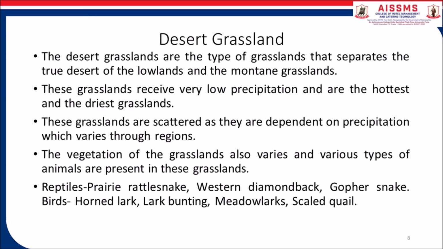Various types of animals are present in this grassland. For example, reptiles like prairie rattlesnake, western diamondback, gopher snake are present here. Birds like horned lark, lark bunting, meadowlarks, scaled quail are present here as well.